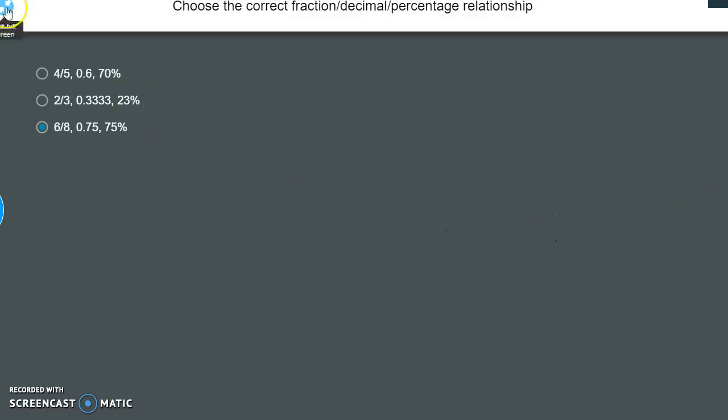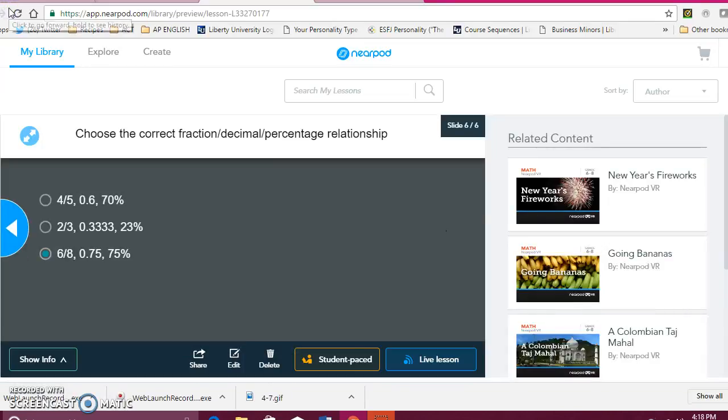So that is just this little app called Nearpod, and it's showing how you can interact with your students through their iPads and their phones and really incorporate technology into the classroom.